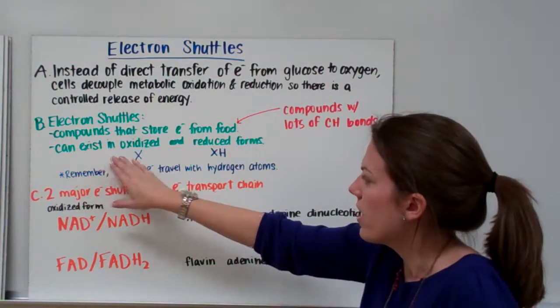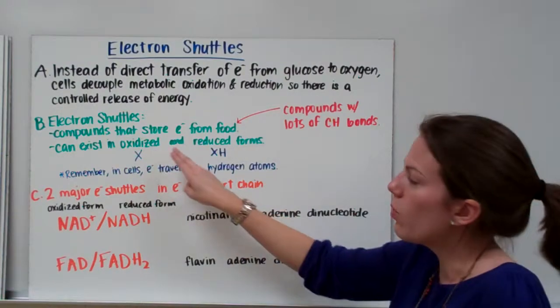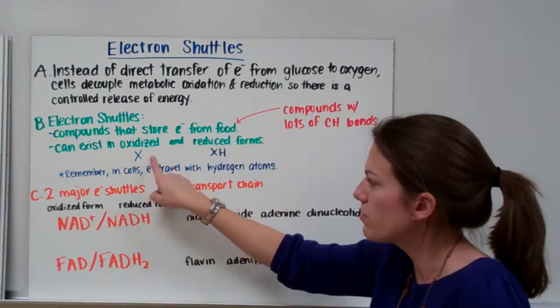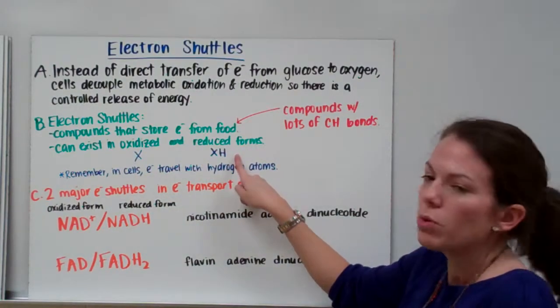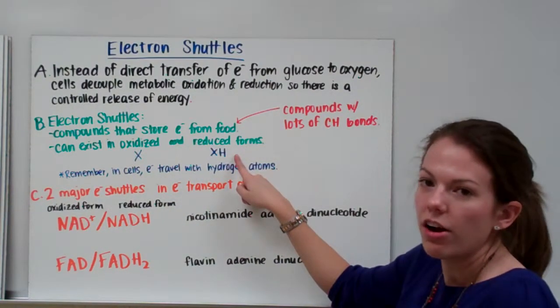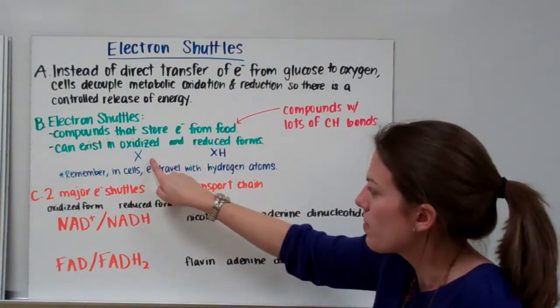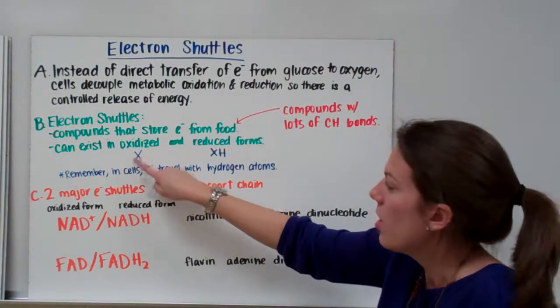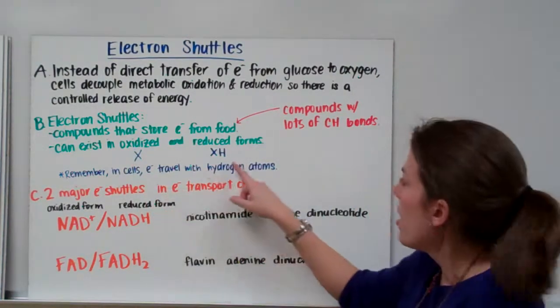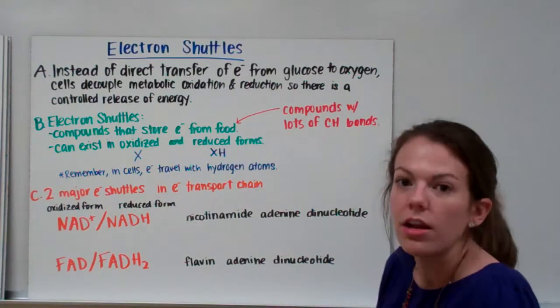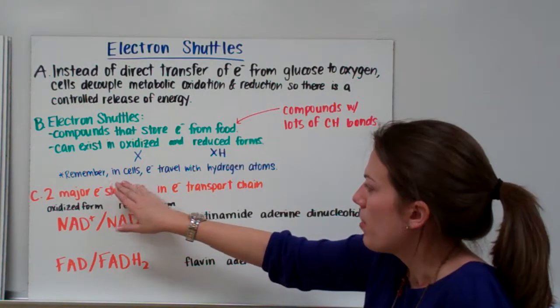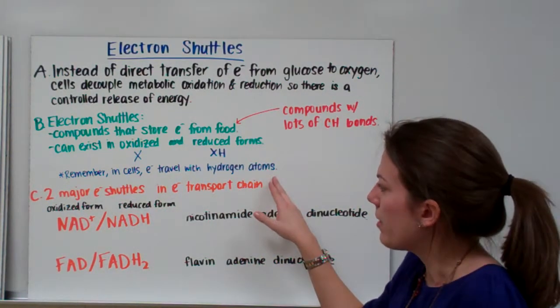Electron shuttles can exist in either oxidized or reduced forms. Our oxidized forms are when they don't have the electron bound to them, and our reduced forms are when they have the electron added. So X represents the atom without the electron or the hydrogen, and XH represents the atom with that hydrogen and the electron bound to it. Remember, electrons travel with our hydrogen atoms.